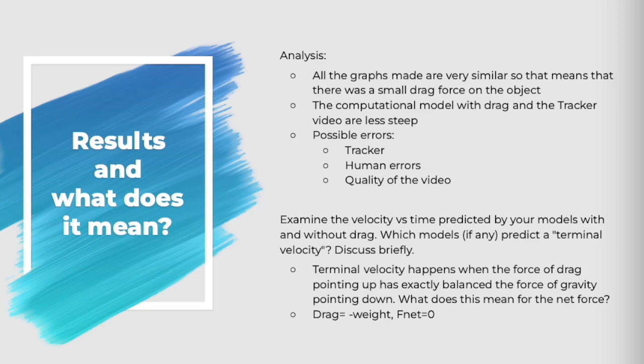So what does it mean? What would happen when the computational model shows the terminal velocity? And what is exactly the terminal velocity? That would be the velocity at which the drag force becomes big enough to be equal and opposite to the weight force. So this would mean that the net force would be equal to 0, and that the object is moving at constant velocity.